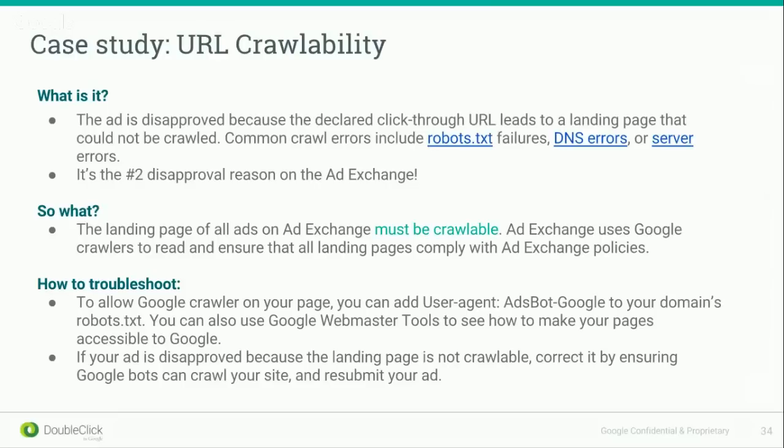So how do you troubleshoot this? To allow the Google crawler on your page, you can add a user agent like AdsBot-Google to your domain's robots.txt file. Or you can use Google Webmaster Tools to see how to make your pages accessible to Google. If your ad is disapproved because your landing page is not crawlable, you can correct it by ensuring Google bots can crawl your site and then just resubmit your ad, either using the Creative REST API or in hosted bidding.